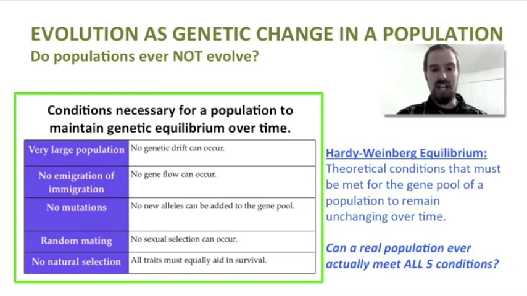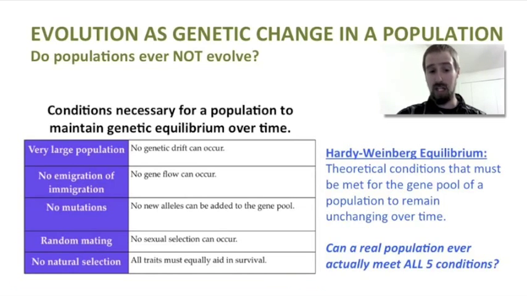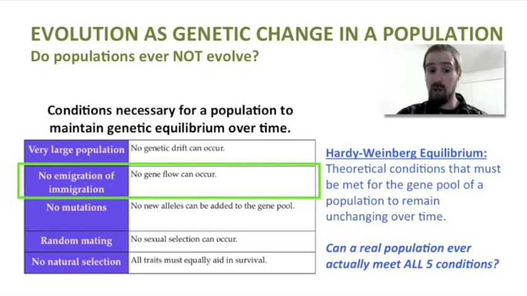The conditions necessary to maintain a stable, unchanging gene pool are as follows. And remember, all 5 of these criteria must be met in order for the gene pool to remain stable. 1. Very large populations, so large that genetic drift can't really affect them. 2. No emigration or immigration. No new members enter the population, and none are lost.